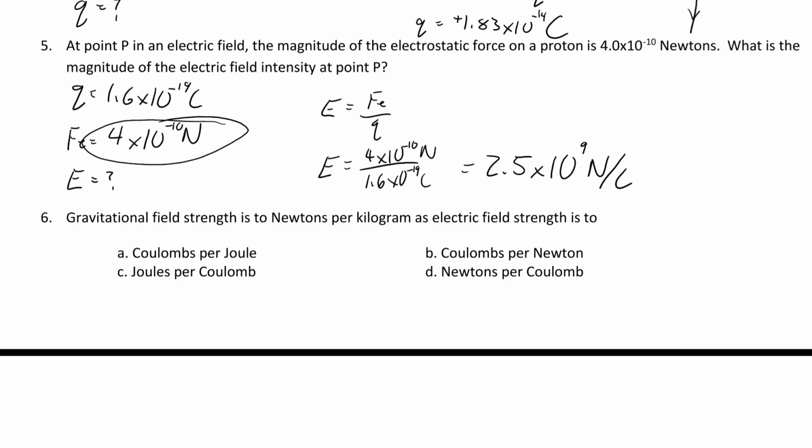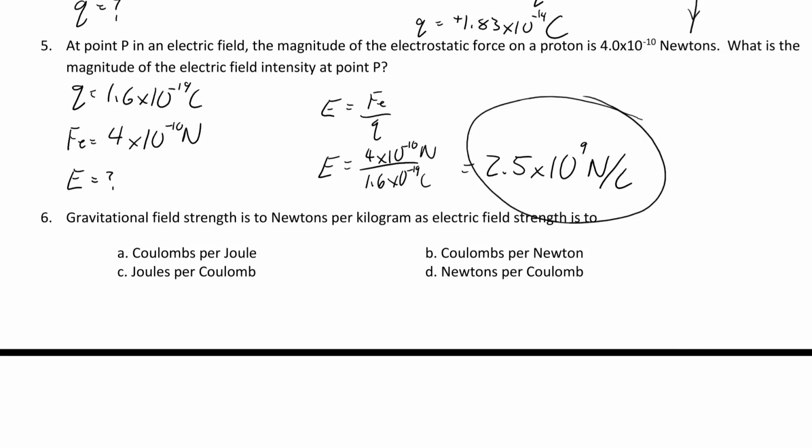So again, the electric field strength is just a way to measure how strong the field is, how much force is being exerted at that point for every coulomb that you put there. Because the amount of force changes depending on how much coulombs are there, right? So this is just a way to say how much force per charge. So the gravitational field strength, which is little g, is 2 newtons per kilogram, as electric field strength is 2 newtons per coulomb.